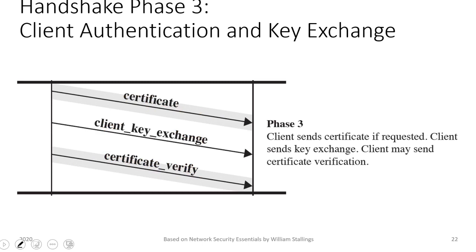Once the server has ended its communication, the client can respond with its certificate if the certificate was requested, and then the client can send its key exchange, and the client may also send a certificate verification. That is phase 3 of the handshake protocol, the client authentication and key exchange.